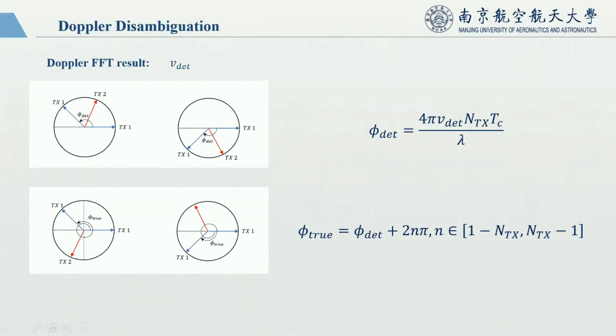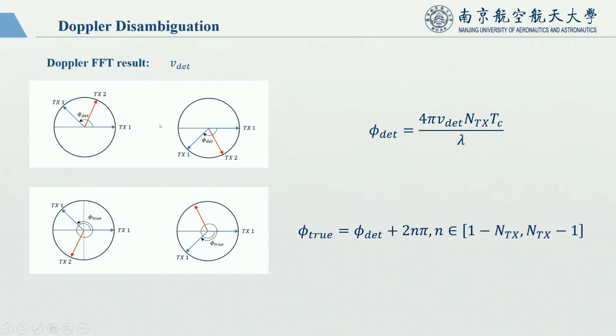The relative velocity of the object can be estimated from the Doppler FFT, and this may be a wrong value. We need to do a Doppler disambiguation for getting the right velocity value. This value can be converted into a phase difference, like this. This corresponds to the phase difference of the same transmitter between two adjacent chirps.